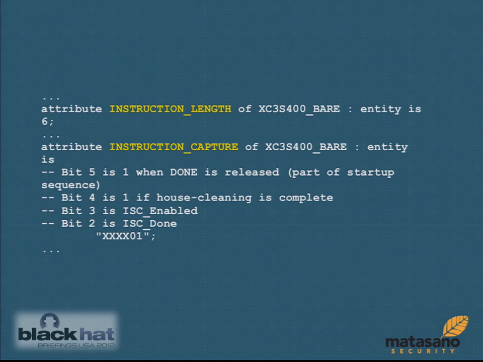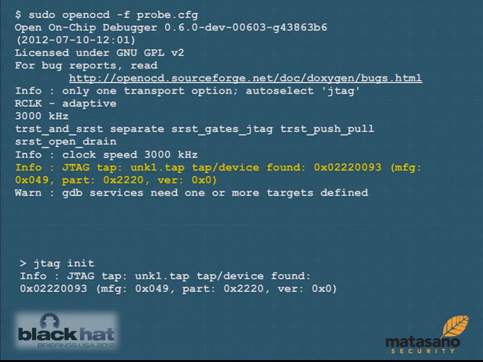And I saw in this file there's these two things that I needed to configure the tap: the instruction length and the instruction capture. The instruction length is 6, and the instruction capture is XXXX01. So I modified my configuration file to add that tap in there, and this time I started the OpenOCD software, and there's no errors, which I thought was one step further.